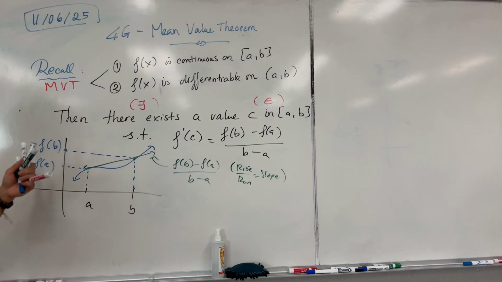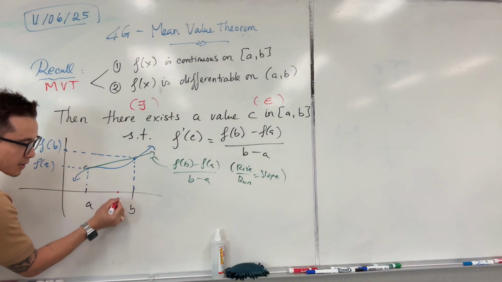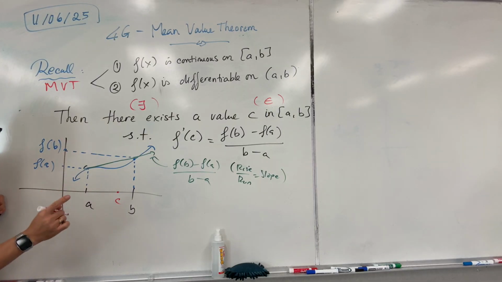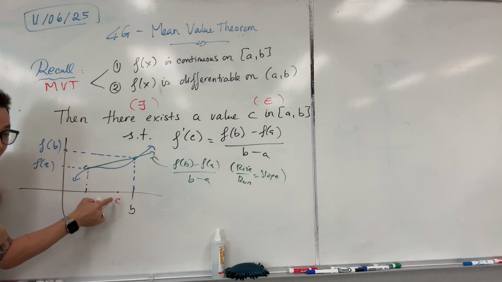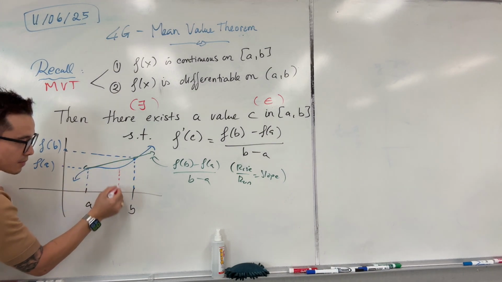Now, the mean value theorem says that there exists at least one value c between a and b. So right here, c, so that the derivative, the slope at c, will be parallel to this line.